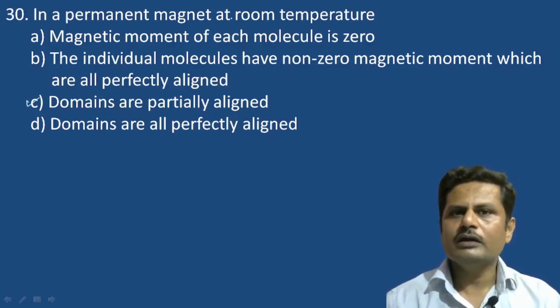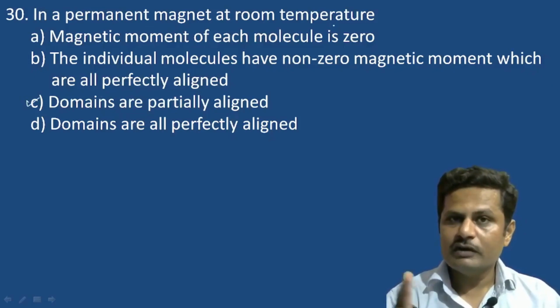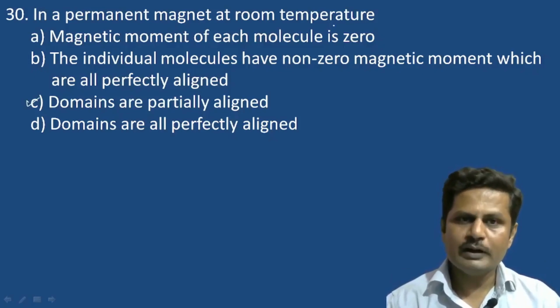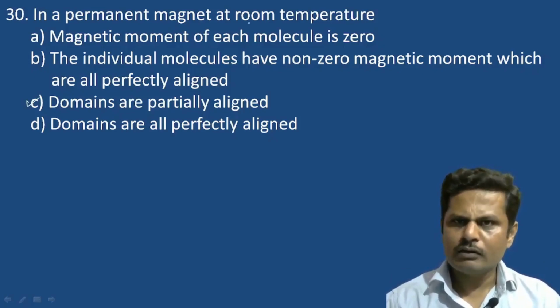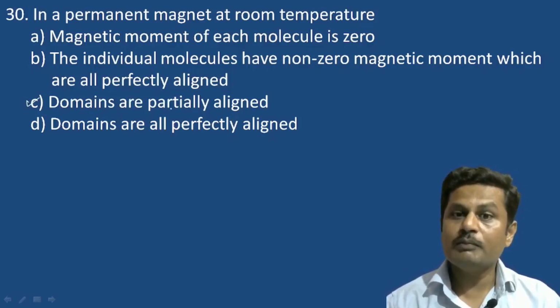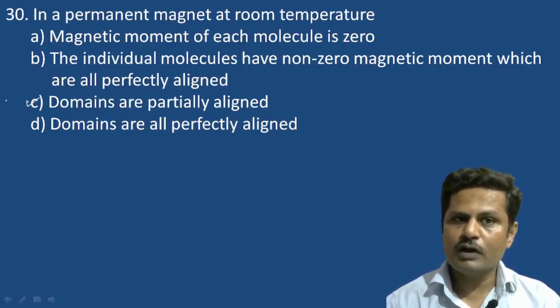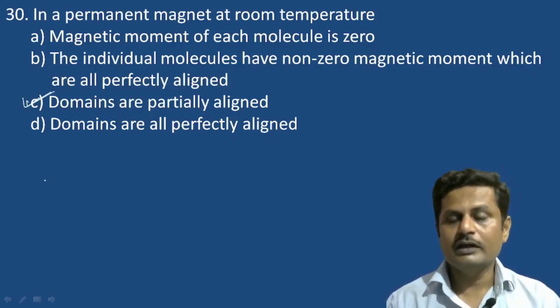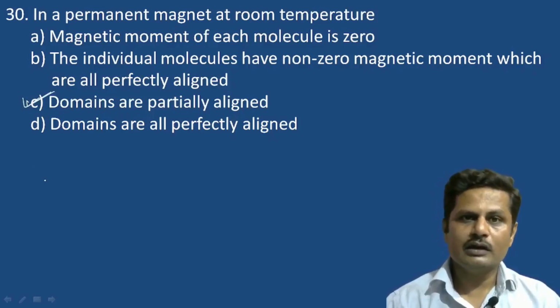We know that a permanent magnet at room temperature retains a ferromagnetic property that possesses always a dipole moment, and it is at room temperature now. So therefore, due to the thermal agitation, the domains are always partially aligned but not perfectly aligned. So therefore option C would be the correct answer for this question. Okay, let me move to the next question.